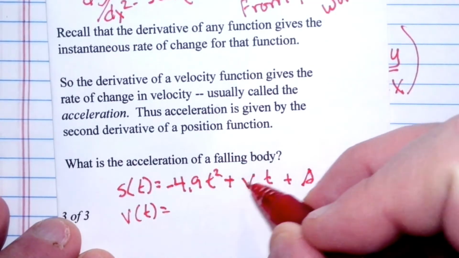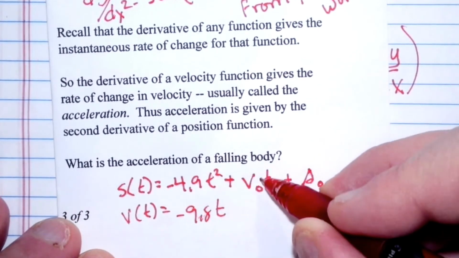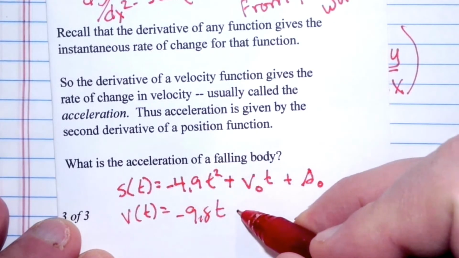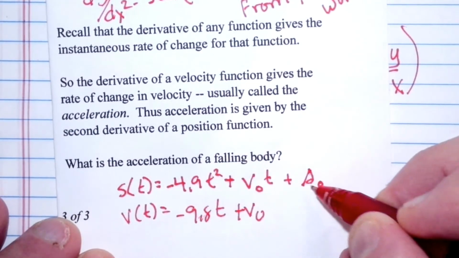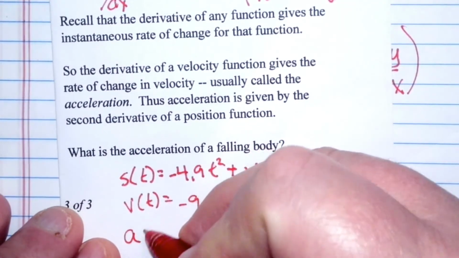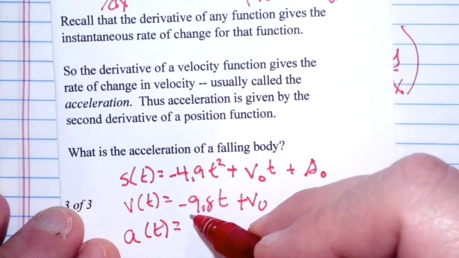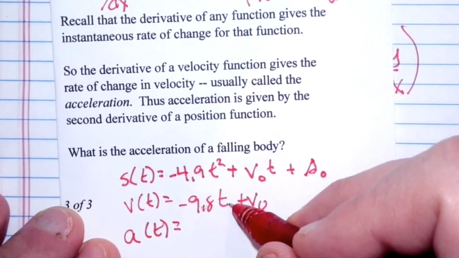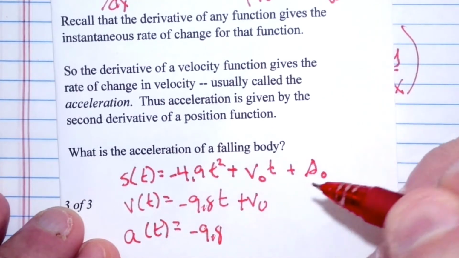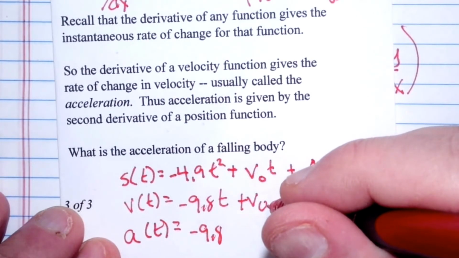So v would be, remember, let's see, that would be negative 9.8 t. We're treating the v naught as a constant, so we've got a constant times t. We're differentiating with respect to t. That derivative would be v naught, and then s naught is a constant. Its derivative is 0. So the acceleration, which we denote by a of t, is going to be the derivative of v of t. So the derivative with respect to t of negative 9.8 t is just negative 9.8. And then the derivative of v naught is going to be 0.